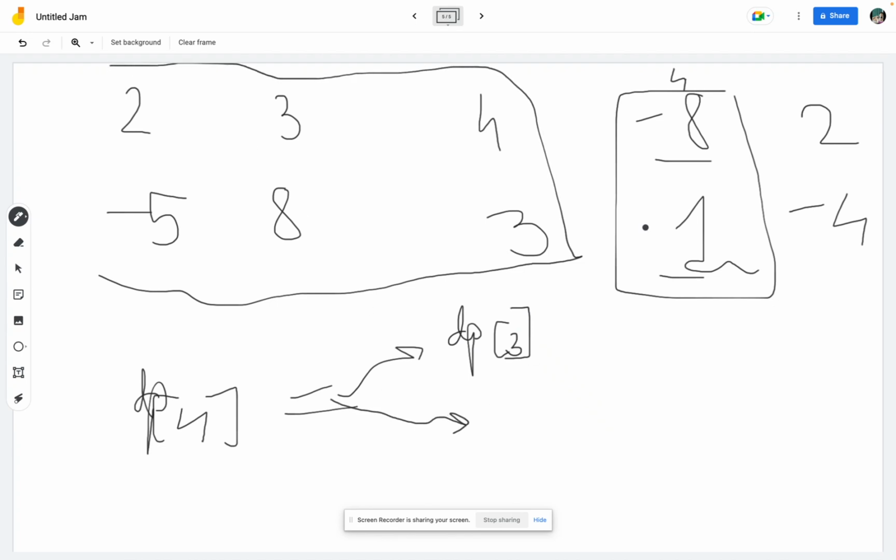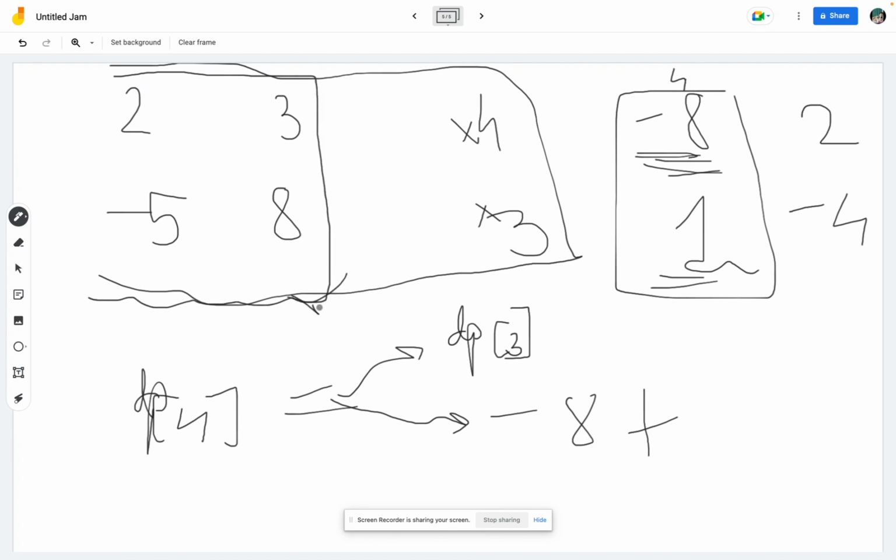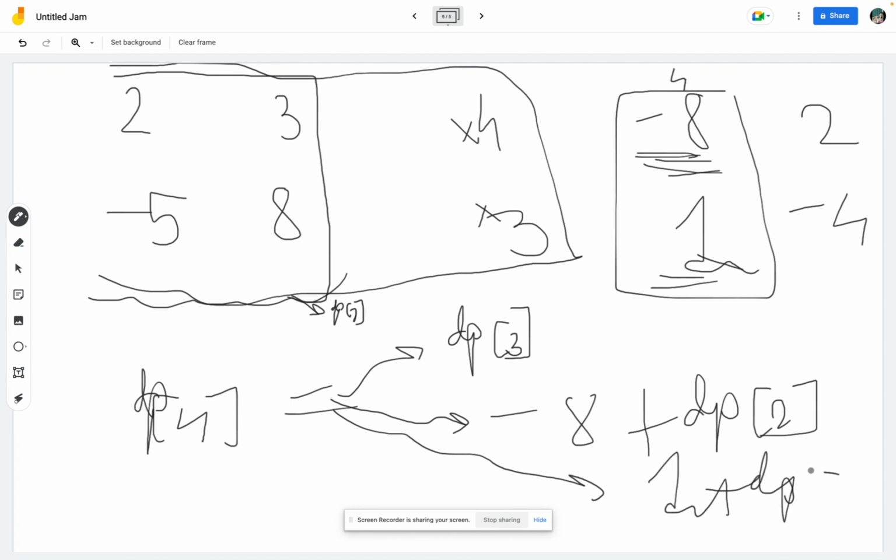Now option 2, I try to include minus 8. So if I try to include minus 8, the answer will be minus 8 plus, if I am using minus 8, I cannot use 1, nor 4, nor 3. I can use the numbers from index 2. So whatever was the best answer for first two indexes, dp of 2. So the answer is minus 8 plus dp of 2. Similarly, if I try to take 1, the answer will be 1 plus dp of 2. Now whatever is the maximum of all these, we will take that answer. dp of 3 is 8. dp of 2 was 8. 8 plus minus 8 will be 0. And this was what?